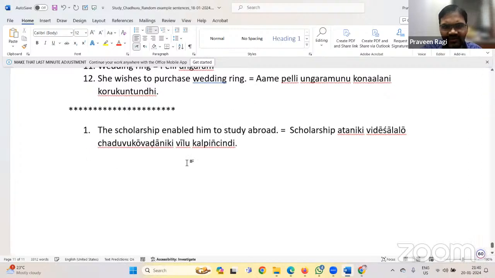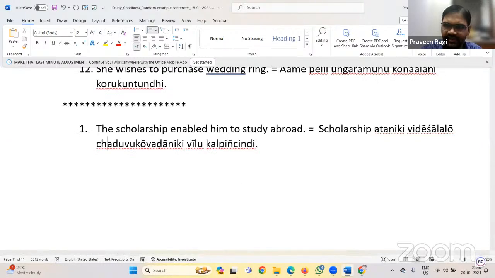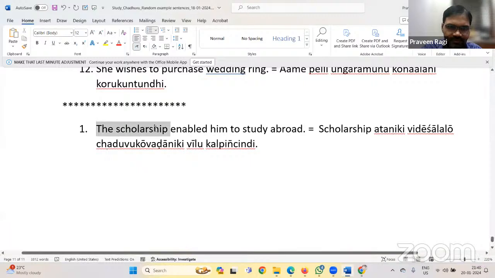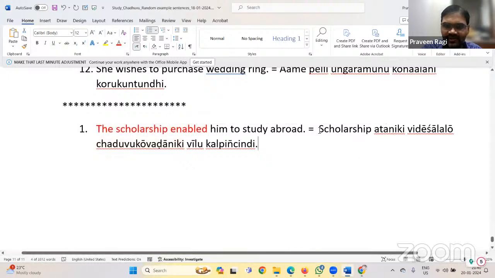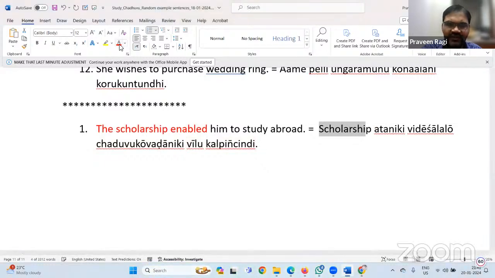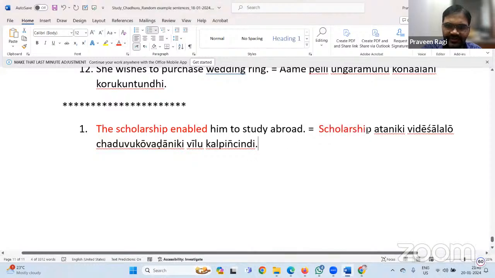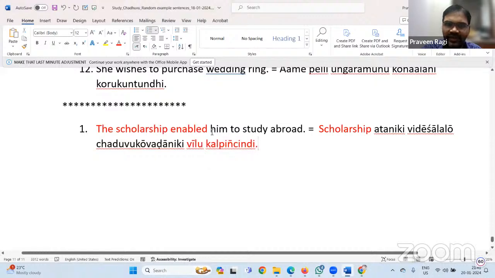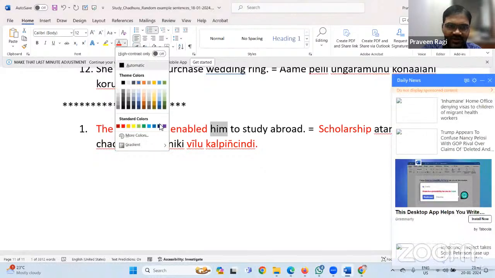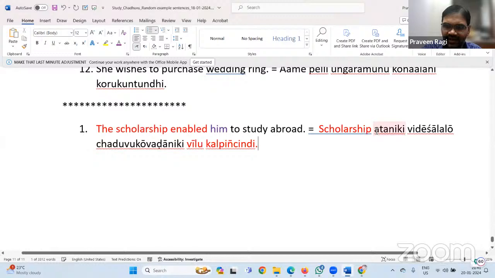So let me put in different colors. For example, the scholarship enabled. Okay. So you can see here, the scholarship enabled means scholarship వీలు కల్పించింది. I will give you some more sentences for your practice. Also, let's ask the participants to try with different verbs. Okay. Him. Him means ataniki. So I'll put this one on this side, in this color.